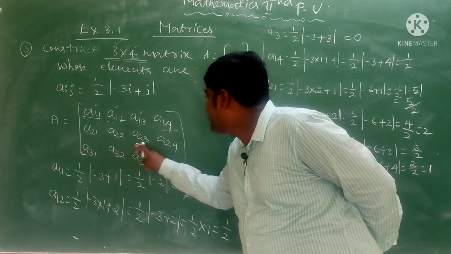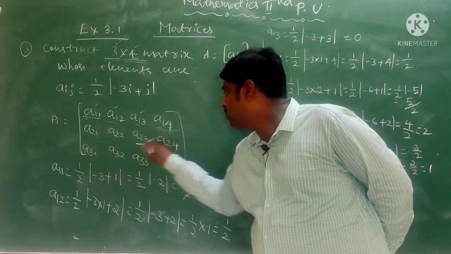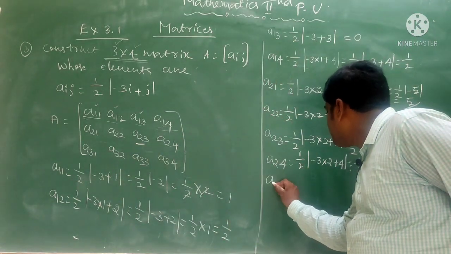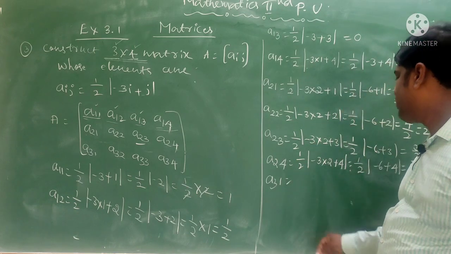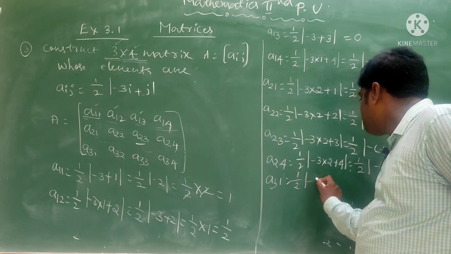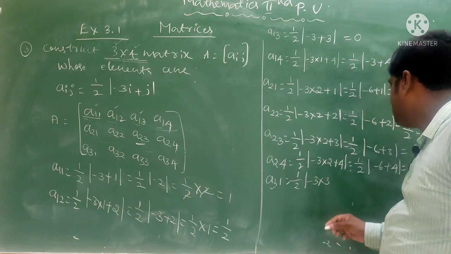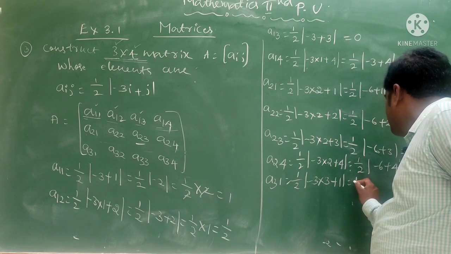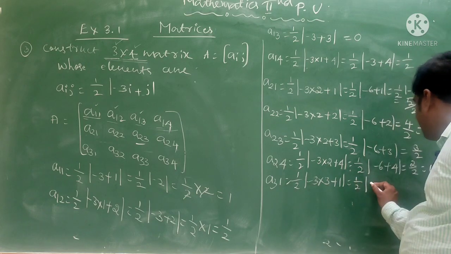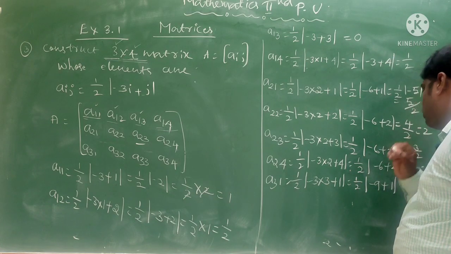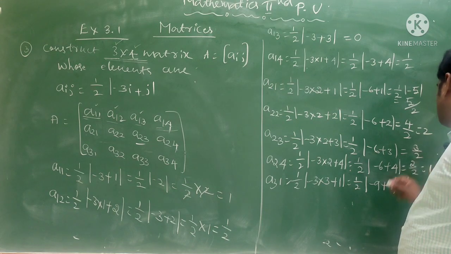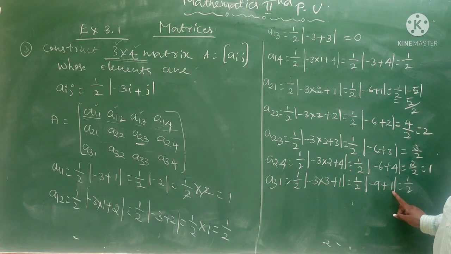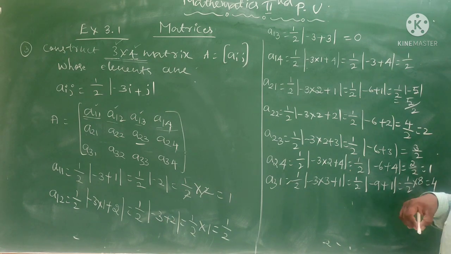So second row completed. Now come to third row. So first element is A31. So A31 is equal to 1 by 2 modulus of minus 3 into 3 plus 1. That is 1 by 2, 3 3s are minus 9 plus 1. Minus 9 plus 1 is minus 8. Modulus of minus 8 is plus 8, 8 by 2 is 4.